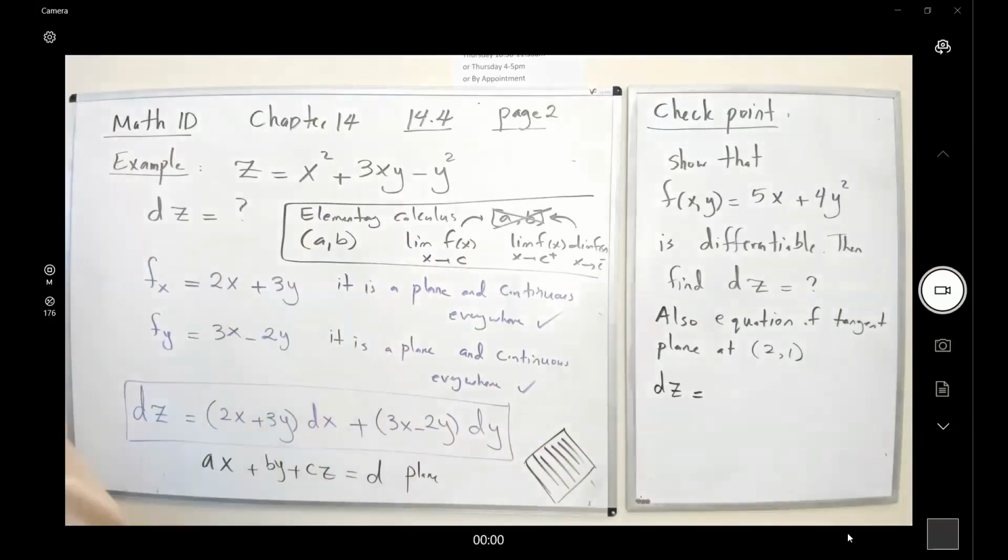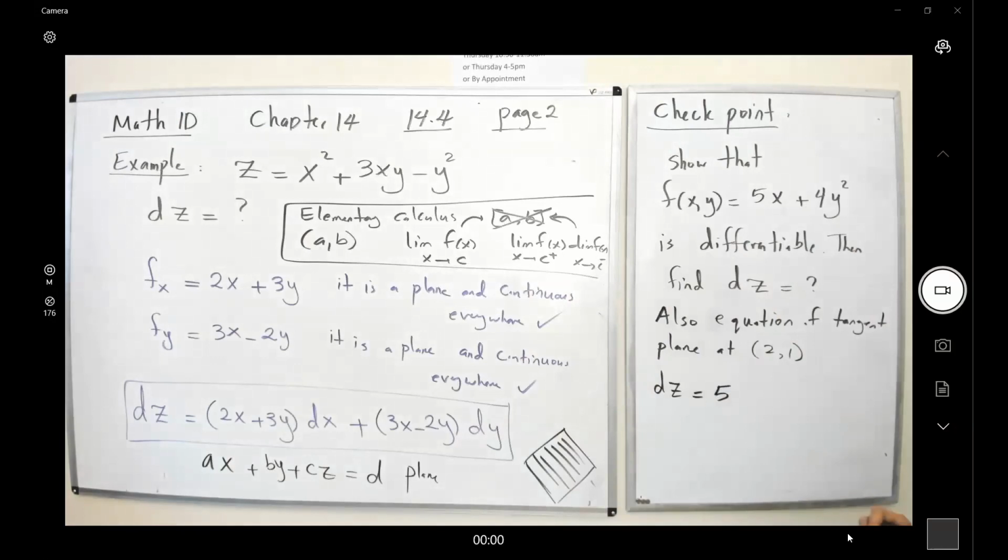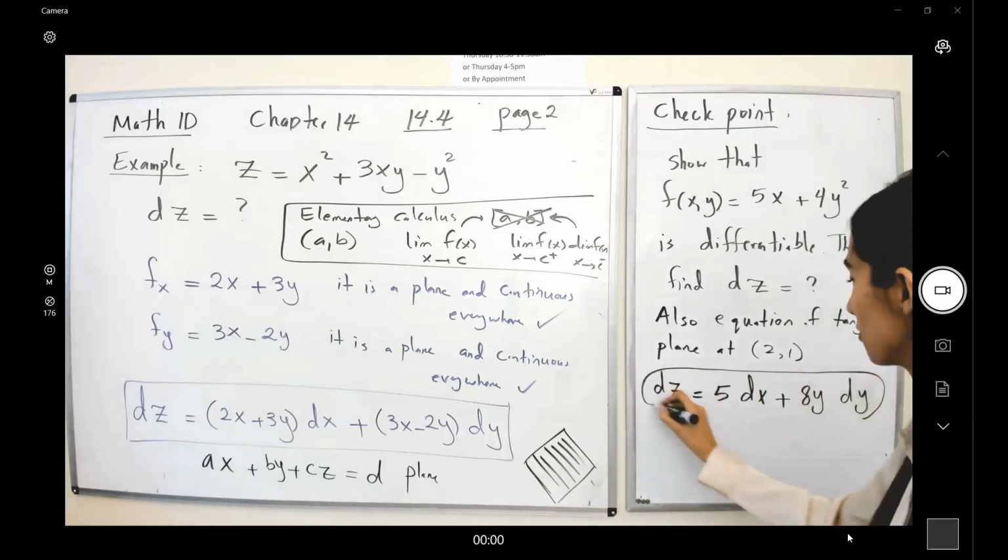I got dz equals 5x dx plus 8y dy. So 5, which is the partial. Oh, I'm so sorry, just 5. 5, very good. dx, excellent. Plus 8y dy. Excellent. Thank you very much. So this is the differential of the function.